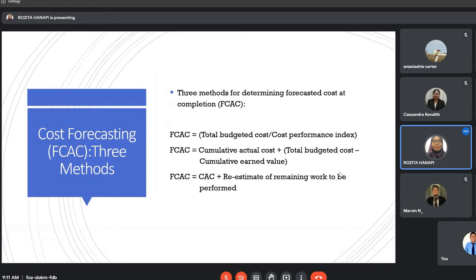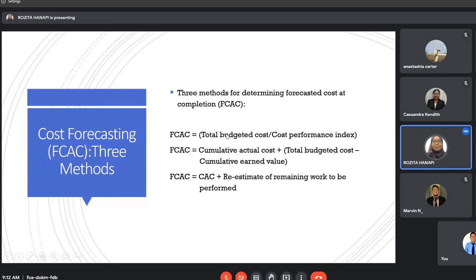Okay, there are three methods. The first one is this one, FCAC, which stands for forecasted cost at completion. Okay, so the first method, you divide the total budgeted cost over the cost performance index. Okay, and then you need to compare it with the total budgeted cost.